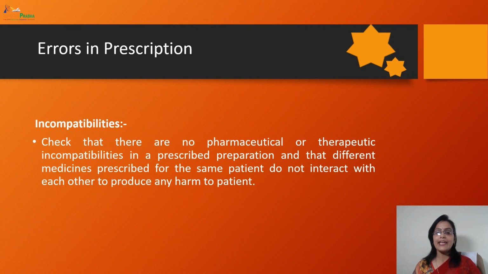Next is incompatibilities in prescription. This is also part of error in prescription. It is very important to check that there is no pharmaceutical or therapeutic incompatibility in a prescription, and if two or more different medicines are prescribed at the same time, they should not be incompatible with each other. For example, certain antibiotics should not be given with meals, since it significantly decreases their absorption, and ultimately it is going to affect their bioavailability.